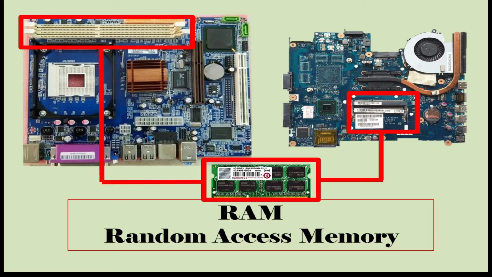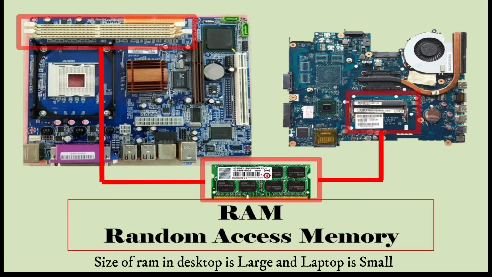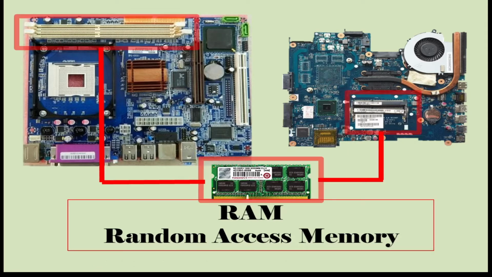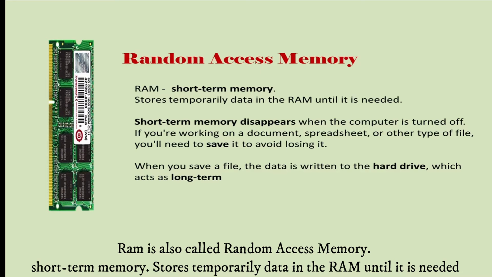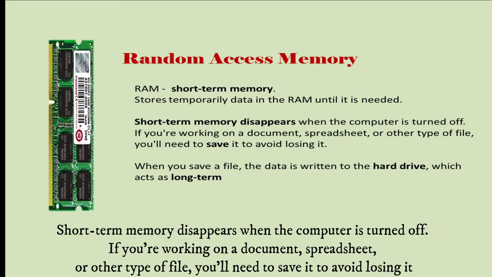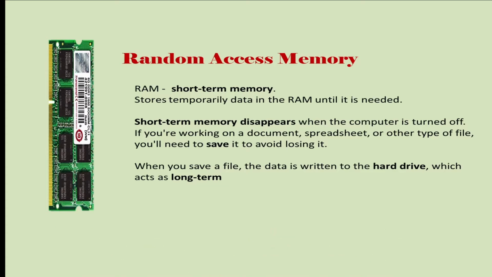Now we are moving to the RAM. RAM is random access memory, where the highlighted boxes are blinking, where the RAM is located and placed on the motherboard. In a desktop motherboard the RAM is large, and in a laptop motherboard the RAM size is small. RAM is also called short-term memory. The random access memory stores temporary data until it is needed. The short-term memory disappears when the computer is turned off.